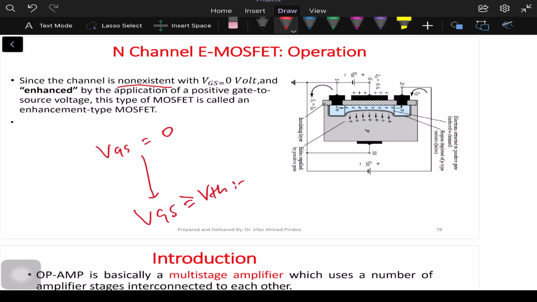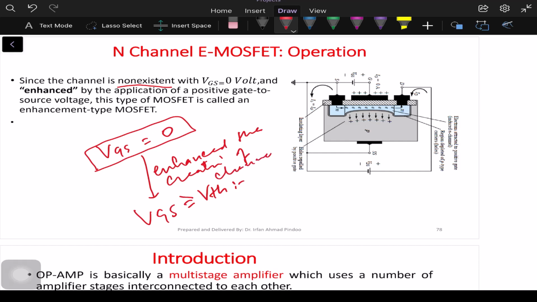So in that case, what is happening? The channel that was non-existent, we have enhanced the creation of the channel. We have enhanced what? The creation of the channel, and that has been made possible with the help of VGS. So that is why the term enhancement MOSFET is used.